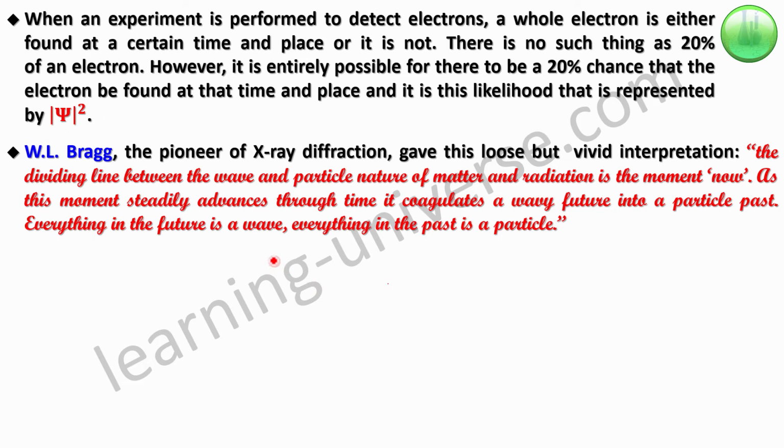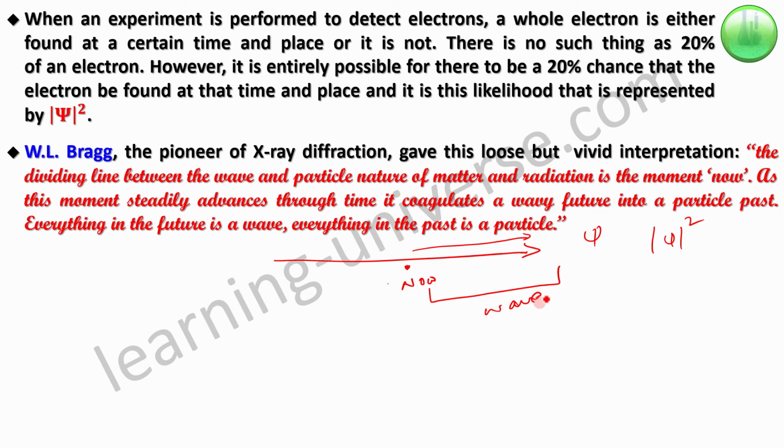Let us say this is time, increasing time. This is the point which is called now. This is the now moment. If you want to know where the electron is in the future, that is beyond now, it is described by the wave function psi, and mod psi square is going to tell you the probability. So here it's a wavy future described by a wave. But remember, in the past, whenever you wanted to determine the electron, since it is past, you must have already determined where the electron is.